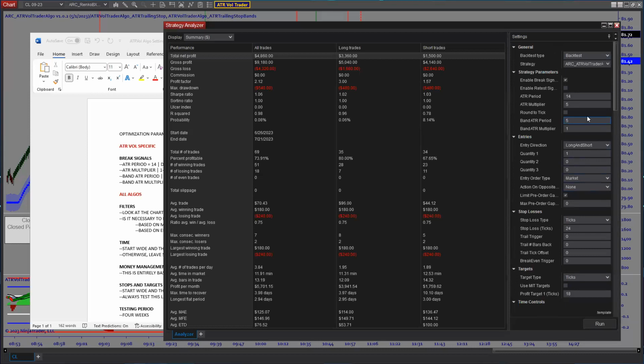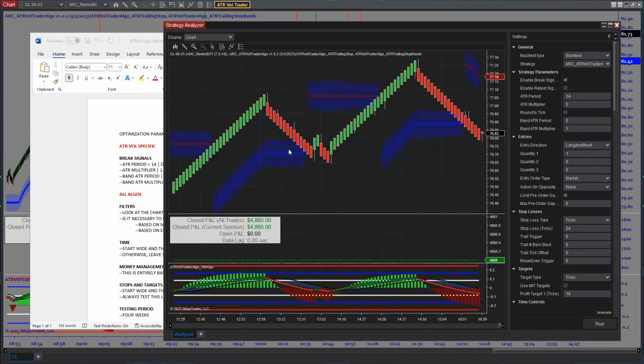So we've got some settings that we're looking to optimize. The ATR period, I just leave it at 14. It's kind of the standard, right? ATR multiplier, 5. Band ATR period, 5. Band ATR multiplier, 1. Let's go take a look at it on the chart. What does that look like? It looks like this.